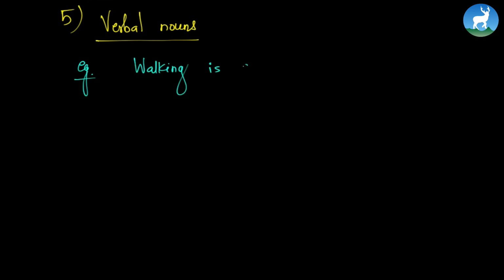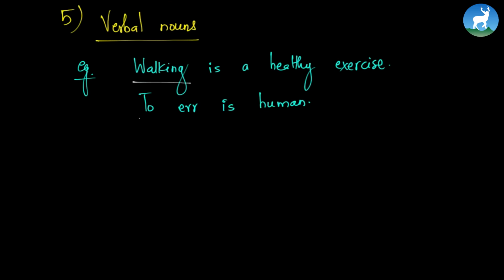Now let's go to rule number 5, and it is called verbal nouns. Let's write one example. Walking is a healthy exercise. To err is human. So if we study these two examples, we would find that walking is a verbal noun, err is a verbal noun, right? Or to err is a verbal noun, and it is followed by a singular verb.